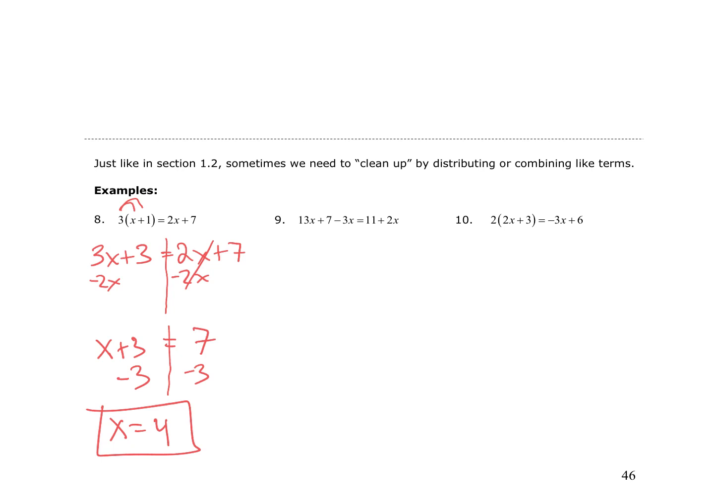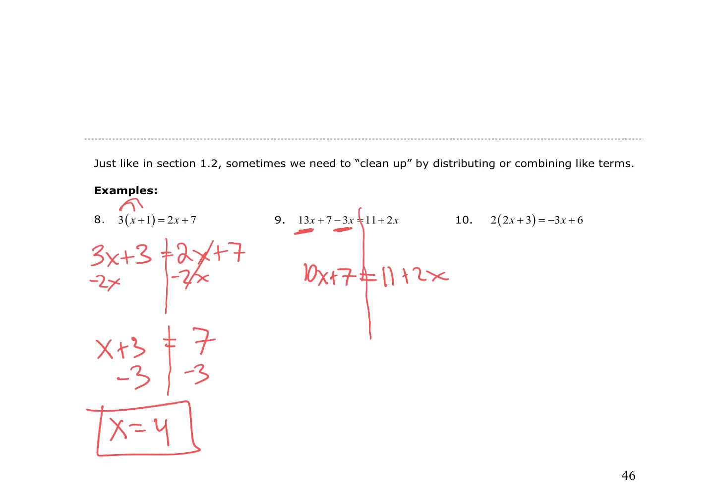You might have a problem like number 9. In number 9, there's no parentheses, but there are some like terms I have to deal with first. I've got that 13x minus 3x. Do you see that? I need to clean those up. I need to simplify first. So I'm going to do 13 minus 3. That is 10x plus 7 equals 11 plus 2x.